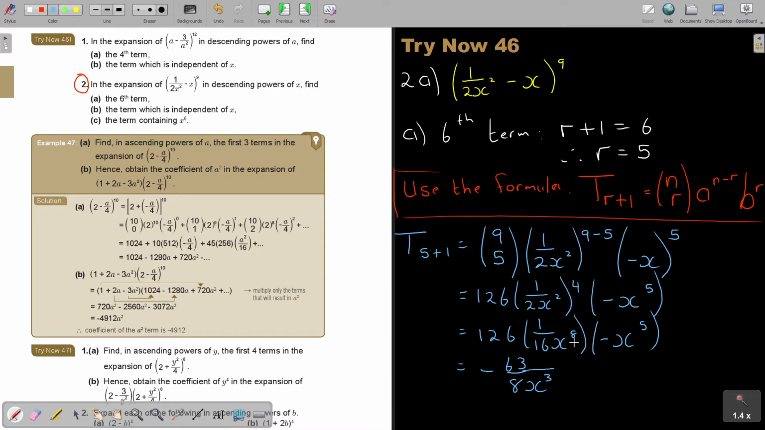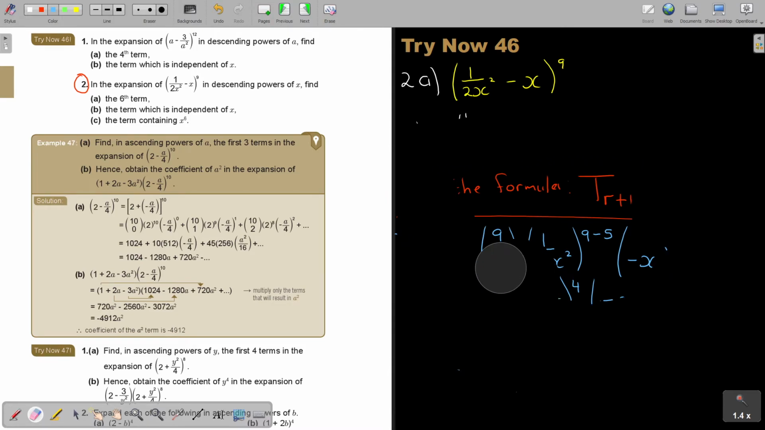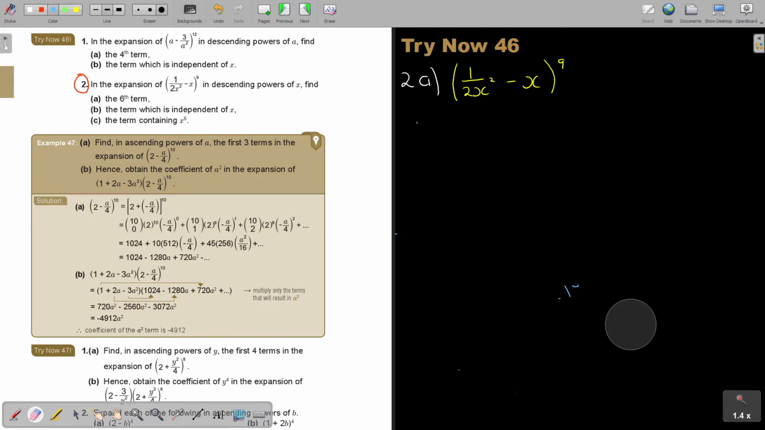Now, I'm going to look at number B. Okay, let's just clean, otherwise I'm going to struggle with space. Okay. Number B, the term which is independent of x. If the term is independent of x, then the term is a constant term. The power of x is 0.